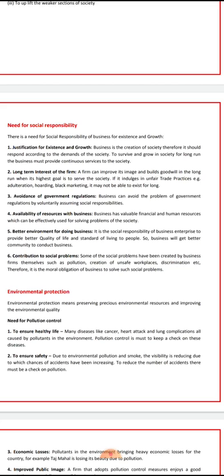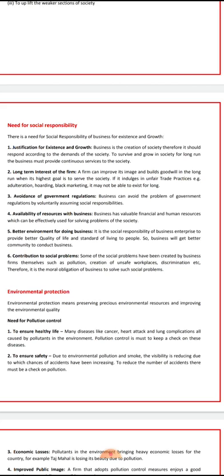Business can avoid the problems of government regulations by voluntarily assuming the social responsibility. It's a rule by the government that a business firm should always do social responsibility, and if a firm is doing it by itself, it's a very good thing, and a firm can always avoid regulations in that way.